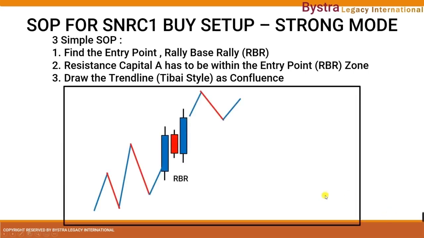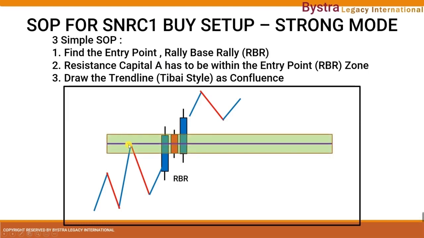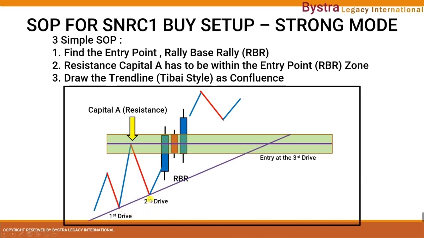So here I give you an SOP of the example. We can see that this is a rally base rally, and there is a capital letter A. So we mark the zone and we mark the horizontal line as our pending order for buy limits. Now this time we will add the trend line. So we have the first drive, second drive, and remember guys, we must always entry the trend line at the third drive. So we mark our pending order of buy limit at the capital A resistance here, okay, which is inside the entry point. So therefore price will come back to this area and continue on the uptrend.